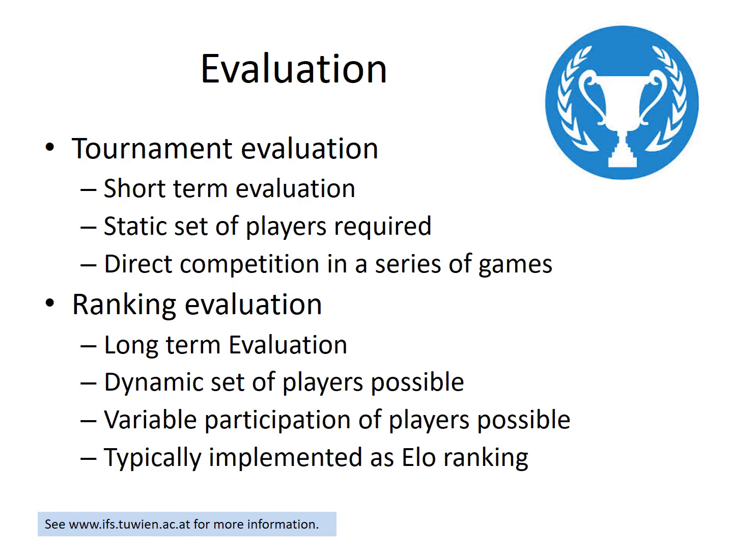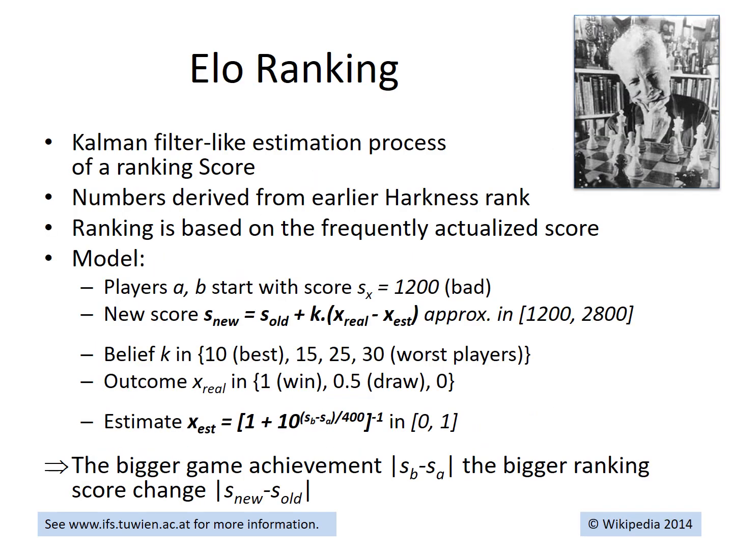The ranking evaluation over a long time is the more interesting one, because the set of players is dynamic. Some players drop out, others come. Rules might change partially for the game, and this is something that is typically implemented as Elo ranking. Arpad Elo, who is depicted here, was a Hungarian chess player and a famous mathematician, and he developed a ranking algorithm based on the earlier Harkness rank. Mr. Harkness was another enthusiast who wanted ranking to be as fair as possible.